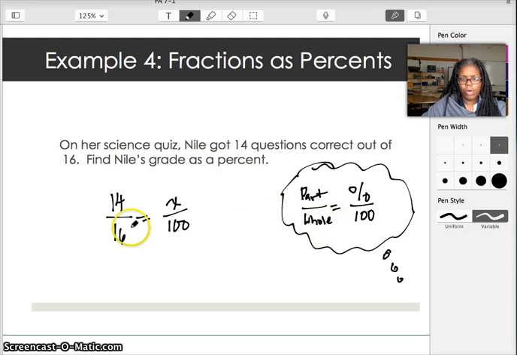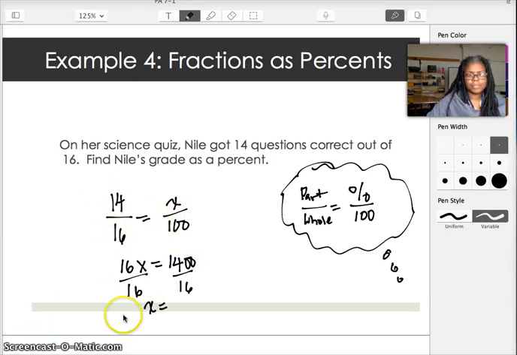So the whole, in reference to this problem with Niall, the whole quiz had 16 points or 16 problems. She got the part, 14. I want to know what percent that is out of 100. And again, we're going to cross multiply. So hold on to that. That's a good thing. So we get 16x is equal to 1400. Again, multiplying these two and then multiplying these two.